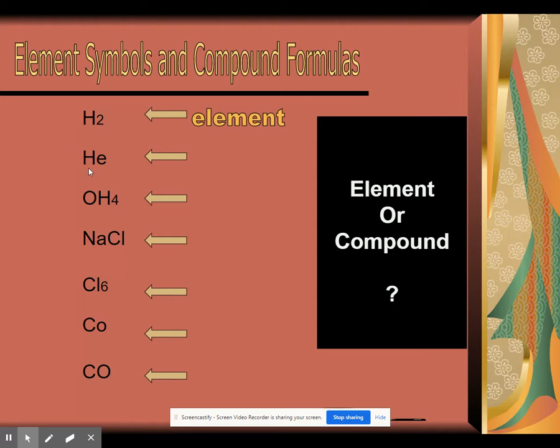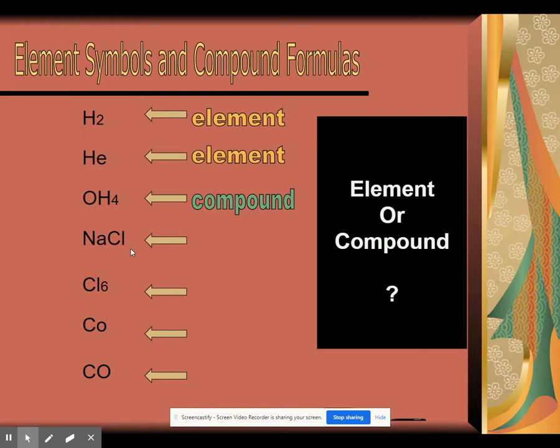If you look at the next one, we have a capital H and a lowercase e. That is also an element. Remember, if it has two letters, the first letter is capital, the second letter is going to be lowercase. If we look at this, we have OH4. How many capital letters do you have? We have one right here, oxygen. Here's another one, hydrogen. Because we have two capital letters, we know that we have at least two elements, and that makes it a compound.